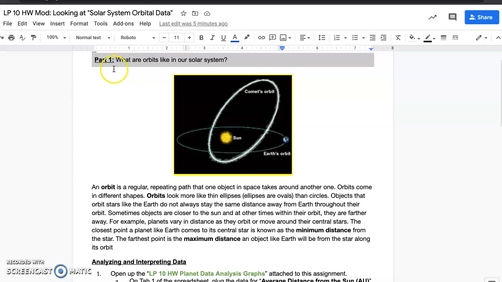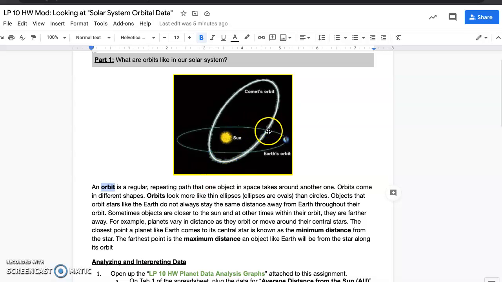Part 1. What are orbits like in our solar system? An orbit is a regular repeating pattern that one object takes in space around another one. Orbits come in different shapes. So let's pause for a second.